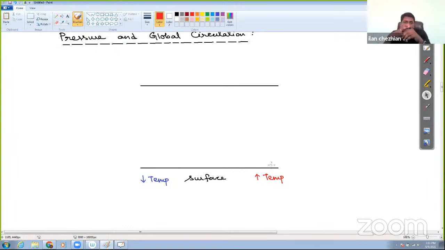Whenever the temperature is very high, what happens? This air mass will get heated up. Okay. When the air mass gets heated up, this air mass expands. Okay. This air mass expands. And this expanding air mass will start rising high in the atmosphere, my friend. Okay. So whenever the air mass expands, this air mass will start rising high in the atmosphere because this air mass becomes less in density, correct?